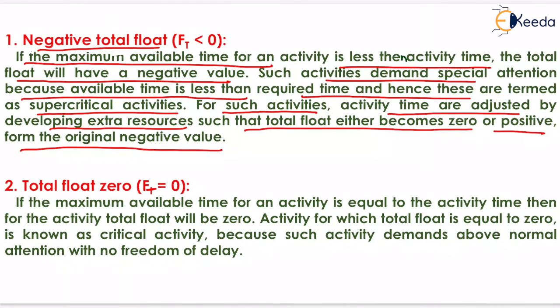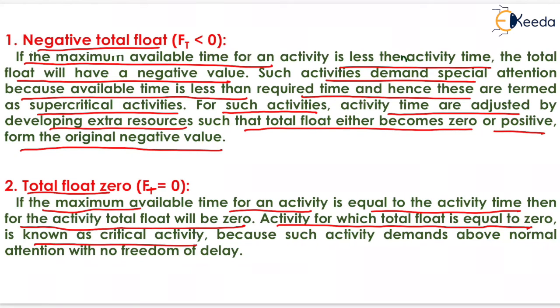Now the next one will be the zero total float. If the maximum available time for an activity is equal to the activity time, then for the activity total float will be 0. Activity for which total float is equal to 0 is known as critical activity because such activity demands above normal attention with no freedom of delay. It means that these activities are on time, and if any activity is delayed then the overall project will be delayed.